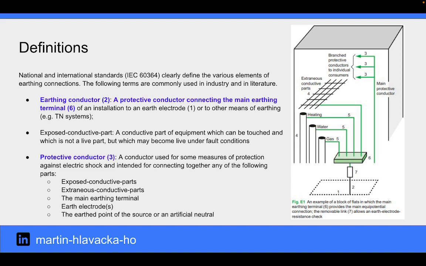Exposed conductive part: a conductive part of the equipment that can be touched and which is not a live part but which may become live under faulty conditions. Protective conductor: a conductor used for some measures of protection against electric shock and intended for connecting together exposed conductive parts, extraneous conductive parts, the main earthing terminal, earth electrodes, and the earthed point of the source or an artificial neutral.